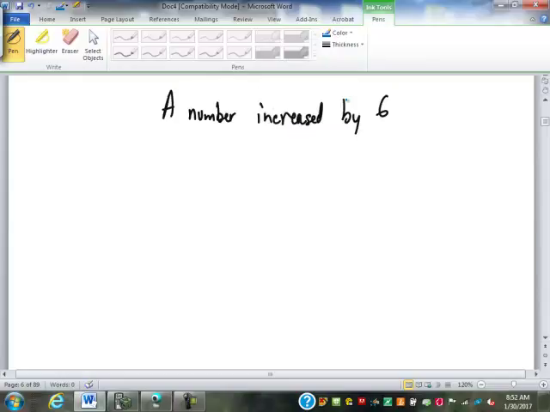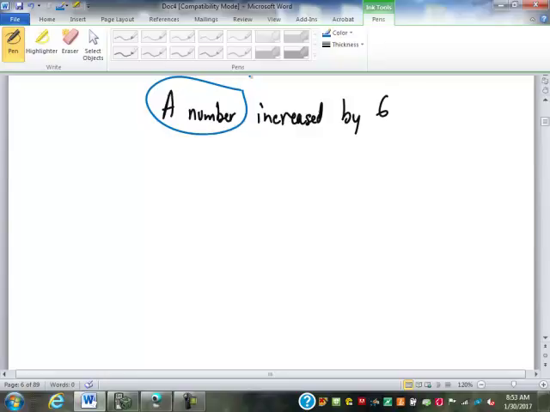So we can represent this missing number with any letter or symbol we want to. We can call it A, B, C, X, Y, N. Sometimes we use Greek letters, alpha, beta, pi, theta. We're going to typically use X or N.